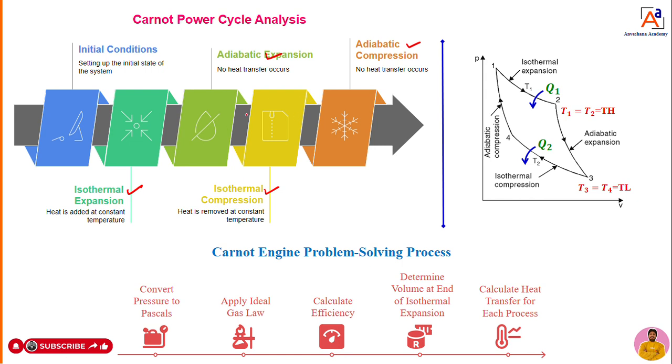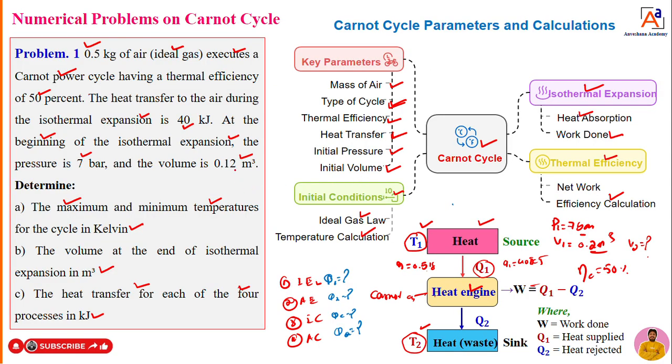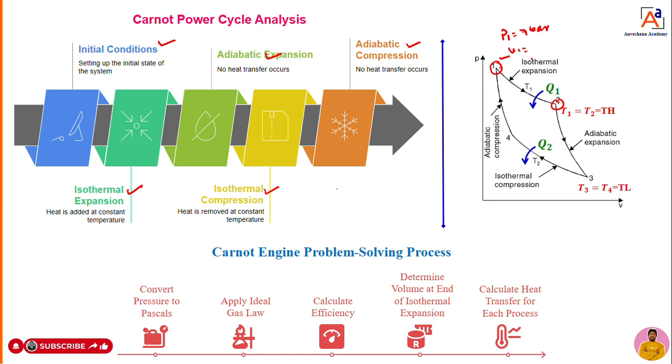But for this Carnot engine, he has given some initial conditions that you also need to mark, dear students. Now you can see the PV diagram here. The initial condition: the piston is going to start from expansion, that is isothermal expansion. This is the beginning and this is the end. At the beginning he has given some data. What is the pressure of the air? That is P1, which he has given as 7 bar. Then V1 he has given as 0.12 meter cube.